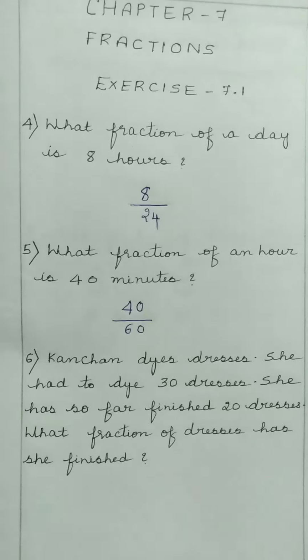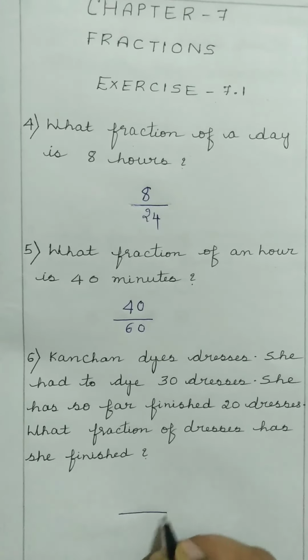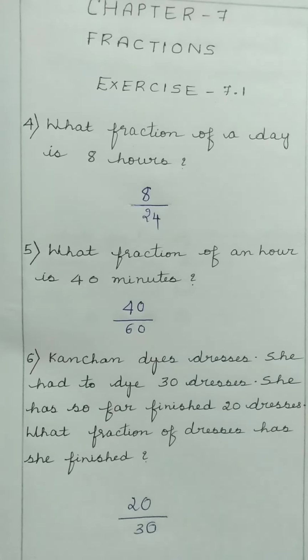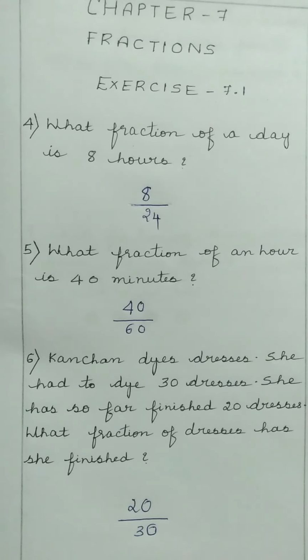Next question. Kanchan dyes dresses. She had to dye 30 dresses. Therefore, the total dresses equal to 30, which is written in the denominator. She has so far finished 20 dresses. Therefore, dresses dyed so far out of 30 is equal to 20. The question is, what fraction of dresses has she finished?